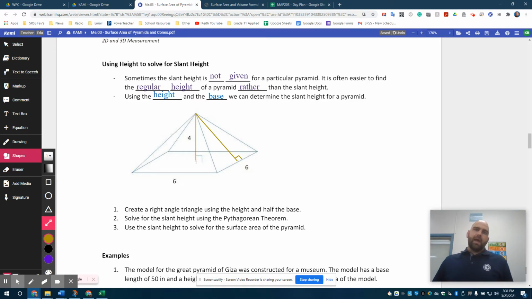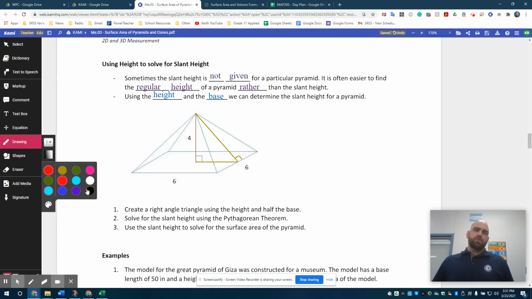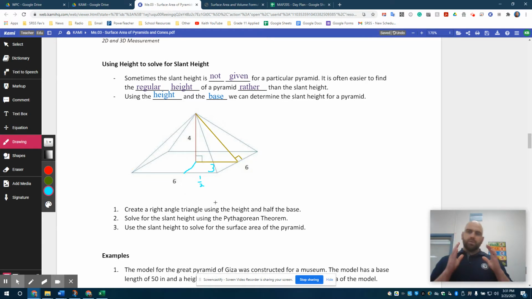We can think of it as a right angle triangle, kind of like that, where we know this side here, and we also know that this length right here is 3. How do we know that? Well, it is half the base. So we've created a right angle triangle. Now we can solve for the hypotenuse, or h. Well, sorry, that's wrong. That would be our slant height, actually. We can find our slant height for this piece right here, and that's supposed to be an S, not a 5.